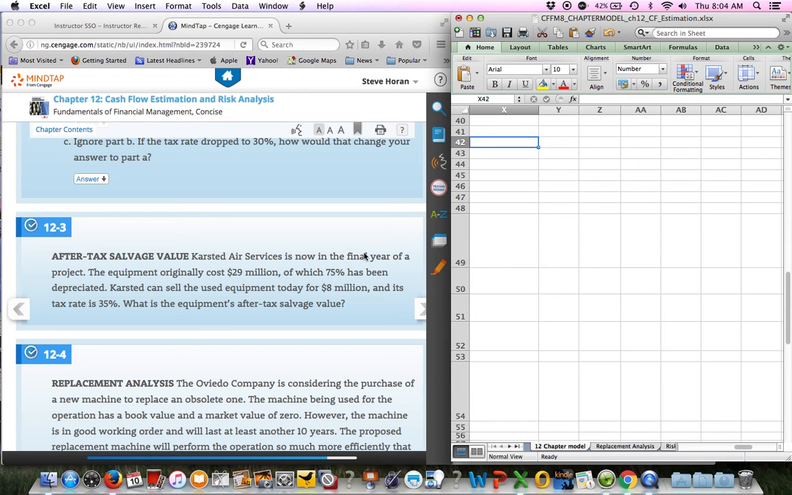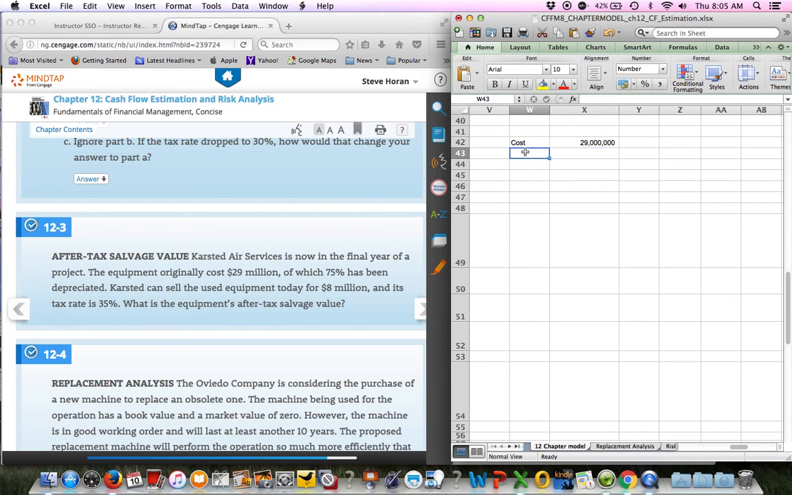So it says here that State Air Services, in the final year of a project, has equipment that cost $29 million and has been 75% depreciated. It is now going to be sold for $8 million with a 35% tax rate. What is the equipment's after-tax salvage value? So I'm going to put in the cost, and that's $29 million. Actually, I should just do this over here because that's a nice big cell to use. So I'm going to put in $29 million.